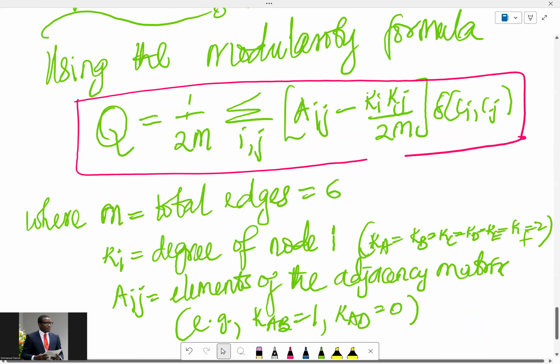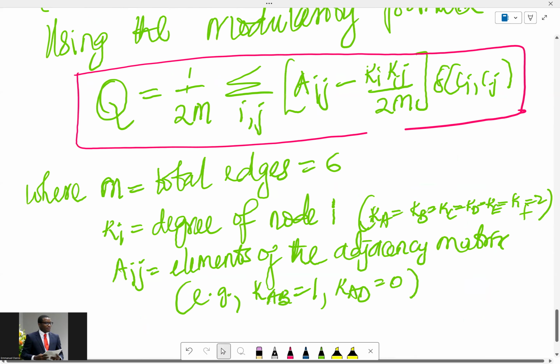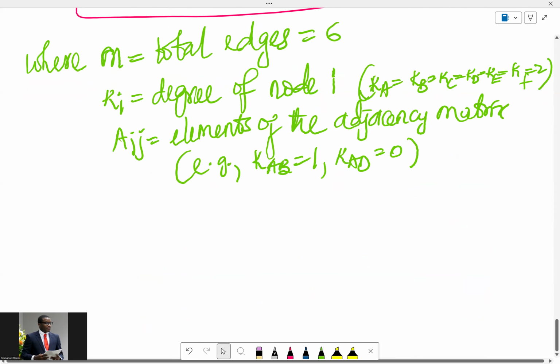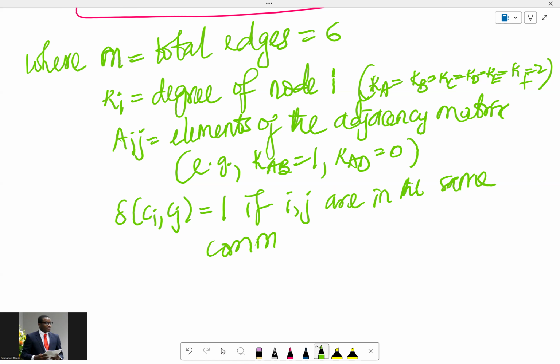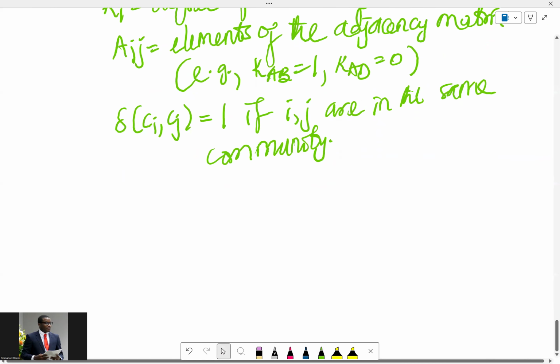Okay, so we have the kis, we have the Aijs, and then we have delta ci comma cj, which will be equal to 1 if i comma j are in the same community. But if they are in different communities, no.